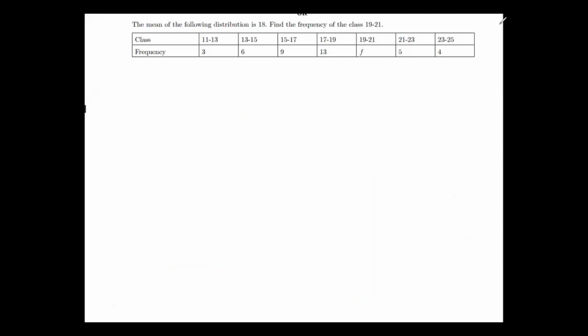Now let's take one more question in which they are asking us to find the value of f, the missing frequency. In missing frequency, they gave the data clearly. Mean of the following distribution is 18. So they gave mean is 18. Find the frequency of the class 19 to 21, which means f. So whenever the data is missing a frequency, we don't have any options. We have to go with the direct method only. So let us prepare the tabular form first.